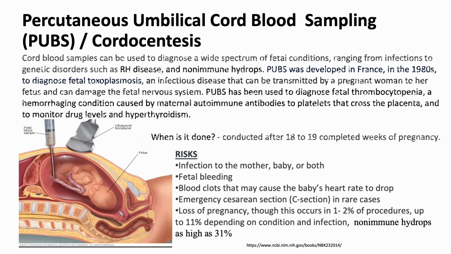These include the possibility of infection for both the mother and the baby, fetal bleeding, and blood clots that may lead to a decrease in the baby's heart rate. In rare cases, it may necessitate an emergency cesarean section. While the overall risk of pregnancy loss is about 1 to 2%, it can increase depending on specific conditions, up to 11% for some infections, and even 31% for cases like non-immune hydrops.